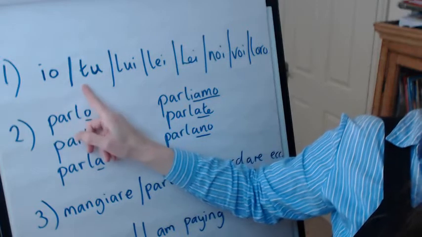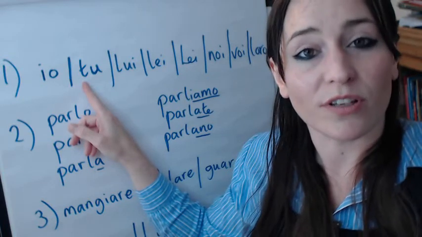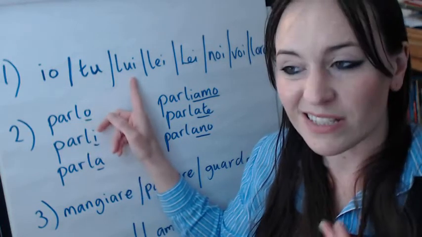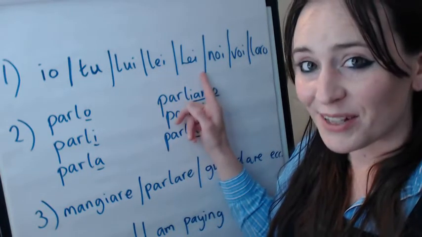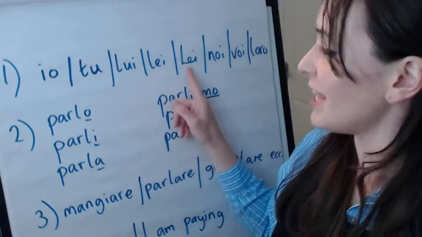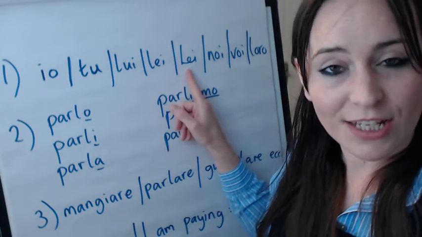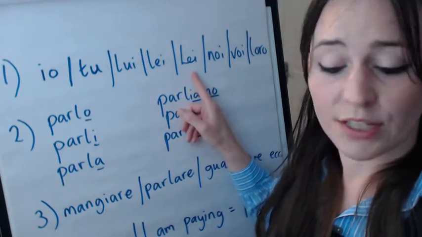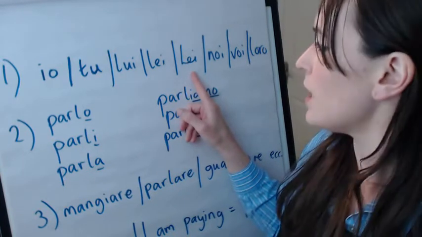io, that's I, tu, that means you for someone that you know or someone you're addressing informally. Io, I, tu, you. Lui means he. Lei means she. Lei with a capital L, which sounds exactly the same when you speak it, is the formal form of address. So it's akin to the vous form in French. That's used with people that you don't know, people in a position of authority, or people who are older than you.